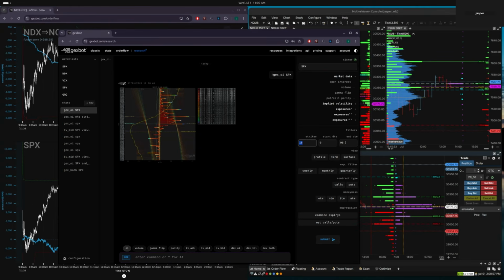Start DTE and end DTE are a little bit different. This is a little bit more useful, especially if you're looking at term structure. It's an inclusive filter of the first DTE, or the first expiration in terms of days to expiration, that you want to include in your data, and then the end DTE. But this technically can go out to quite a bit.